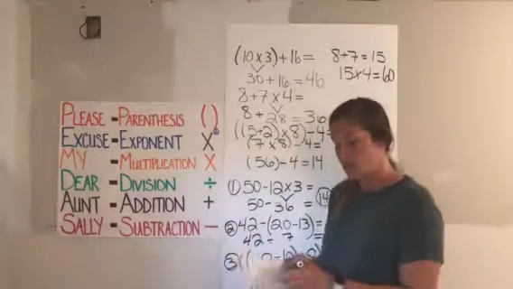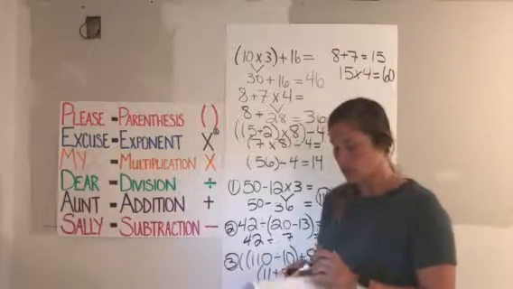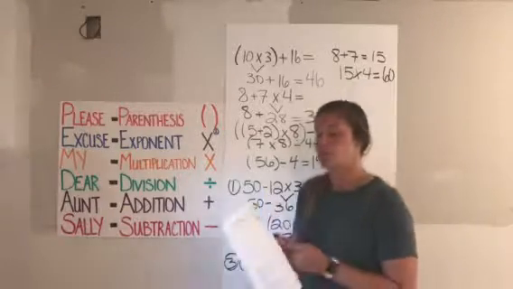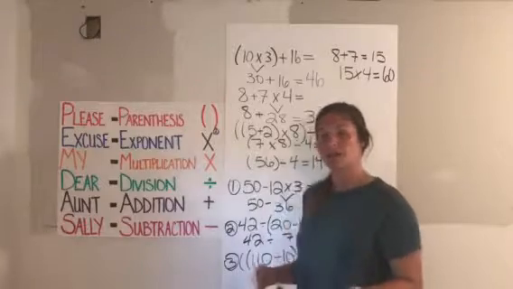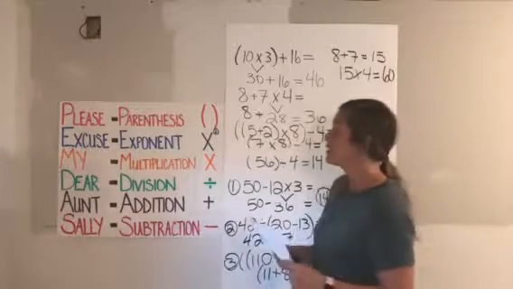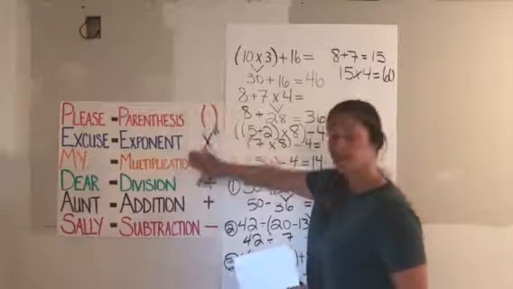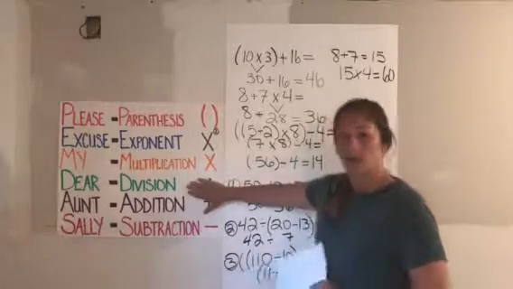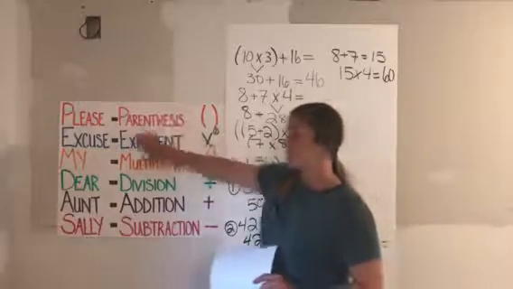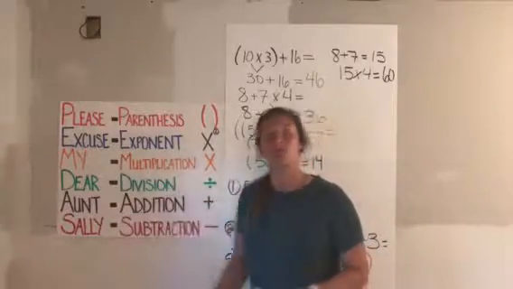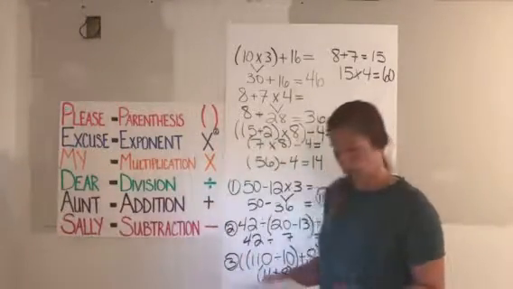So tonight, I want you to go home, look over your math book, and I want you to do all the even numbers, all the even problems on the order of operations. And I want you to go over them, do all the even numbers, bring them in tomorrow. And I want y'all to make sure y'all can tell me, please excuse my dear Aunt Sally, and what each of those mean to you, okay?